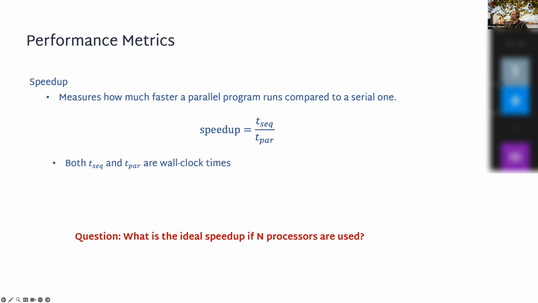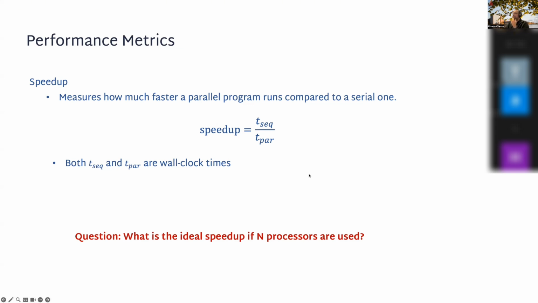Anyone has any idea? So assume the sequential time is 10 seconds and you are using 10 cores, or 10 processors. So what would be the ideal speed up in this case? What you really want to have when you are using 10 cores for a problem that takes 10 seconds? It should be n. Yes. So in this case, you just want your speed up to be n, right?